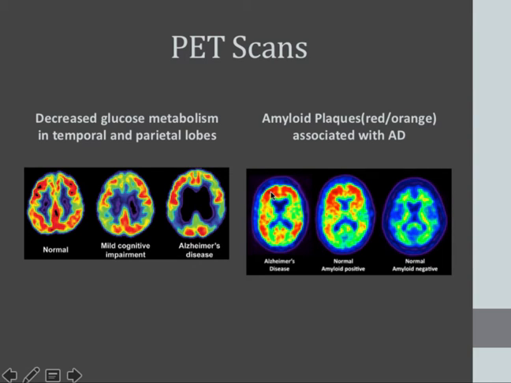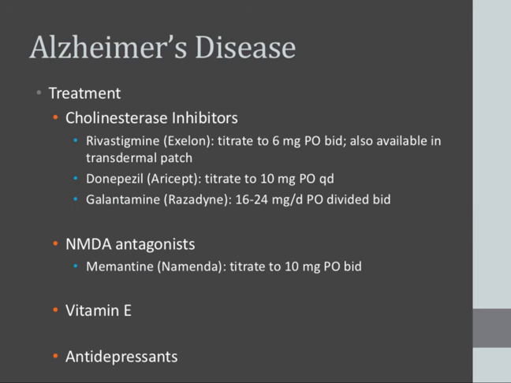So this is a patient with Alzheimer's disease. You can see the amyloid deposits in the red and orange. This is a normal patient, no clinical symptoms, but still amyloid plaque deposits. And then this is an amyloid negative brain. So we're just not sure what to do with these patients who have normal cognitive function but still have this amyloid plaque. And so it's still a sticky area in terms of utilizing it for diagnosis.